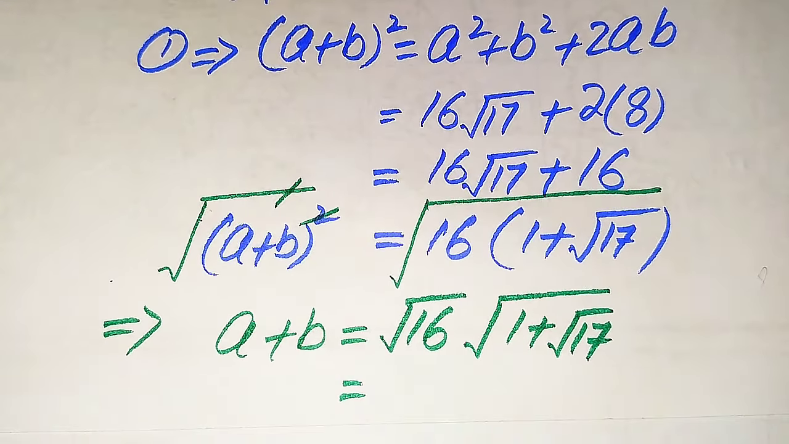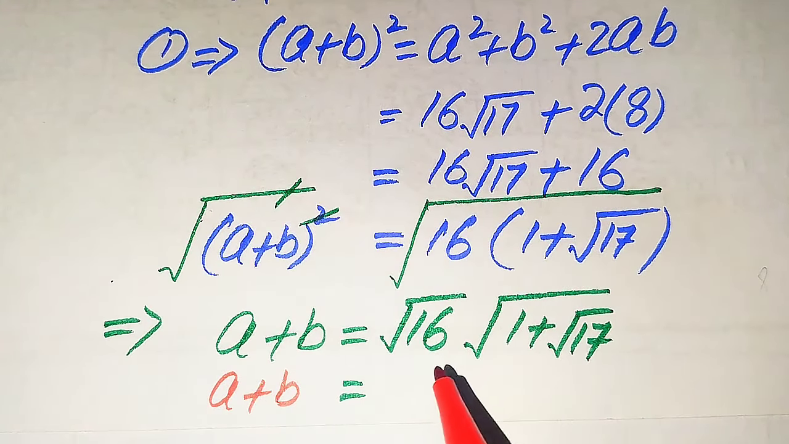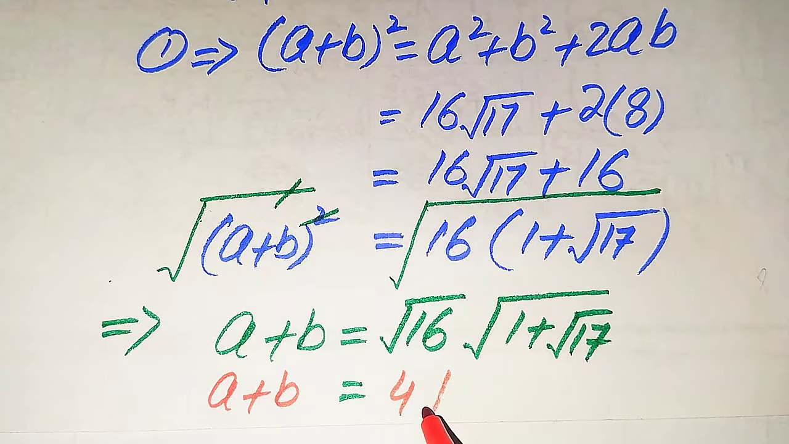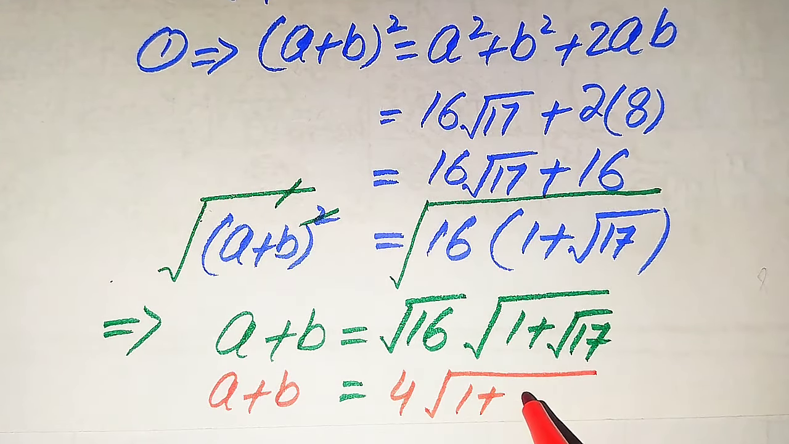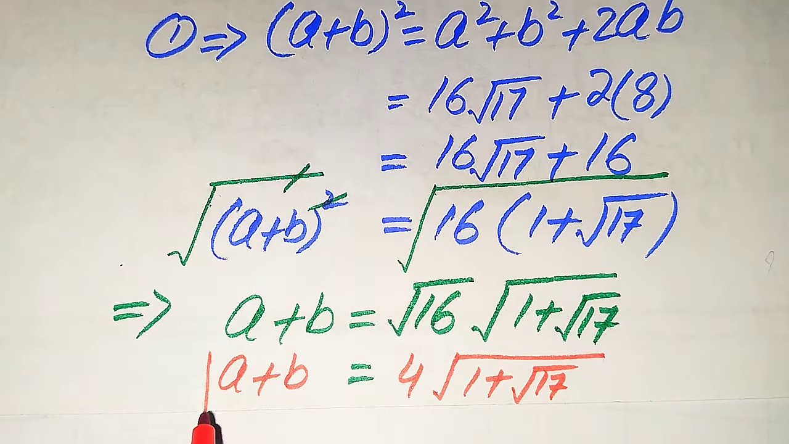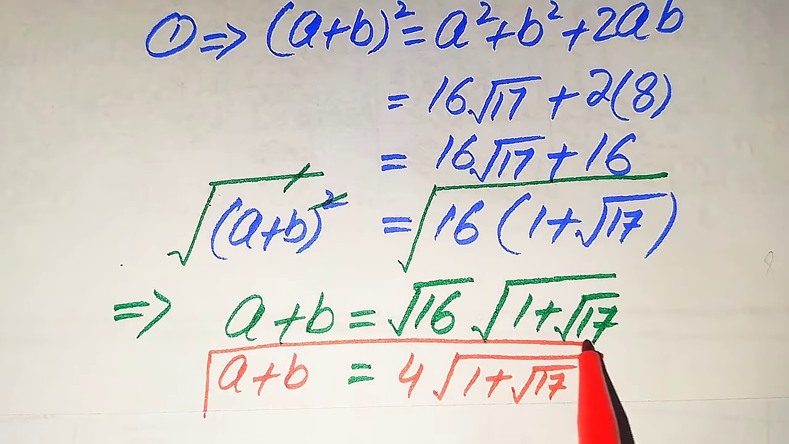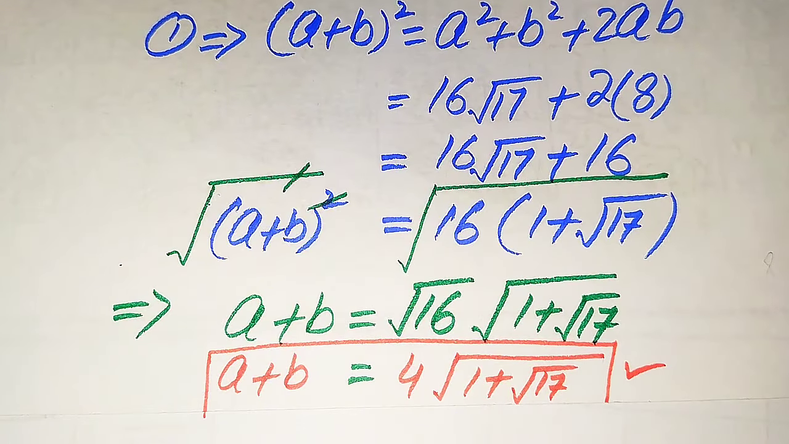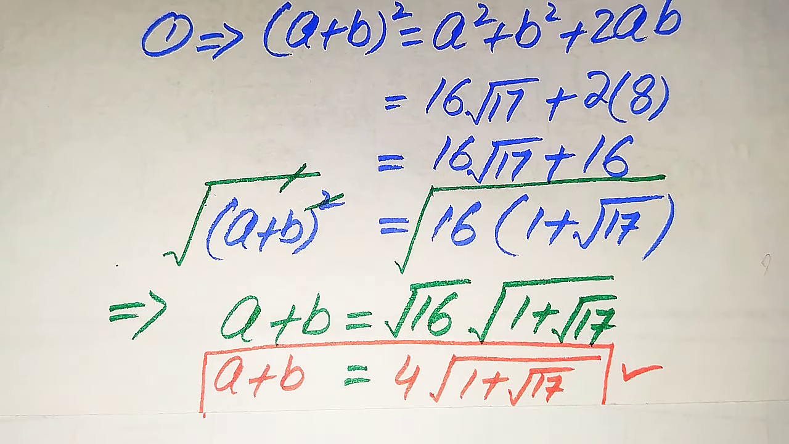Here we get our final answer of this question: a plus b equals, we know that the square root of 16 is 4, times 1 plus the square root of 17. So this is our final value of a plus b in this question, and this is our requirement in this question.